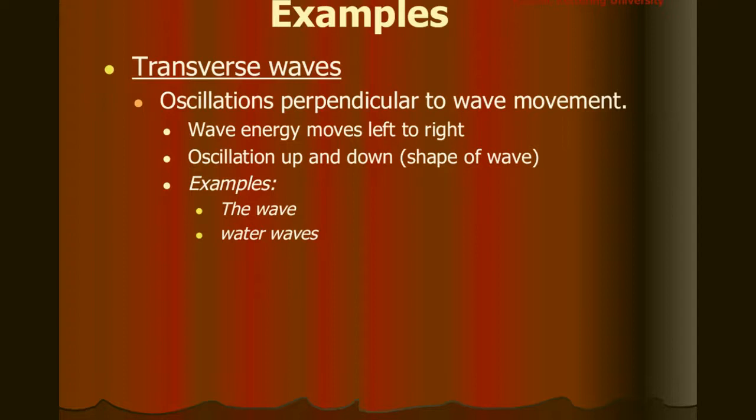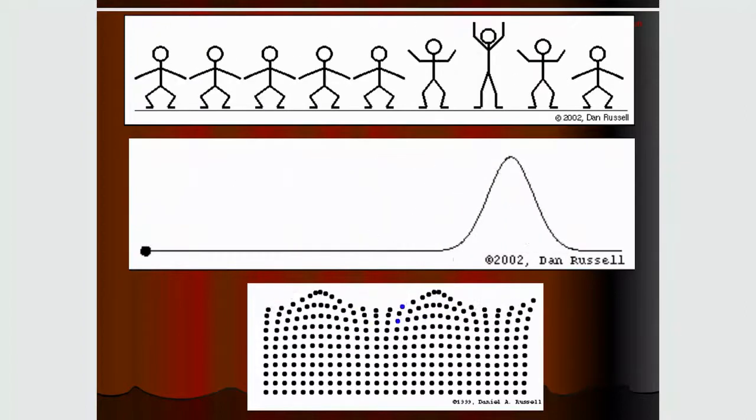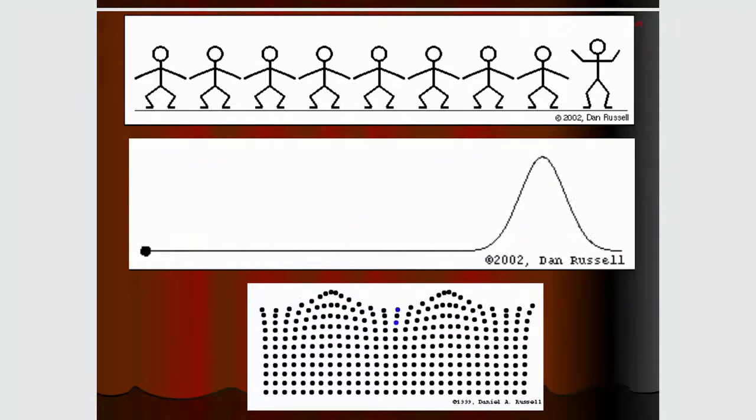In transverse waves, the wave energy moves left to right and the oscillation is up and down. Remember, this is the one that moves perpendicular to the movement of the wave. So the energy goes from left to right and the oscillations are up and down. These examples include what the fans do in the wave, water waves, and the SMU Sculpture. Here we see some transverse waves in motion, and this is what we mean: the wave movement is from left to right, but the oscillation is up and down.